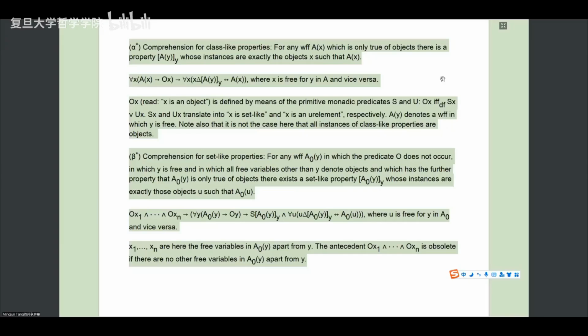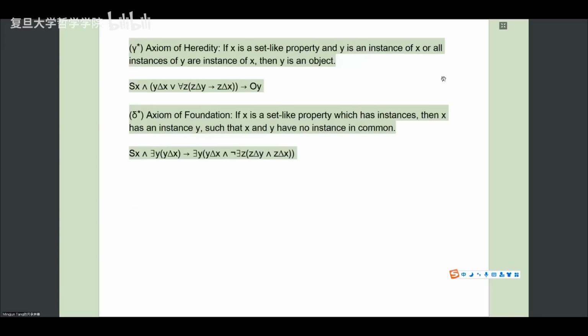Then we can take the next slide with only two more axioms. Gamma asterisk, the axiom of heredity. If x is a set-like property and y is an instance of x, or all instances of y are instances of x, then y is an object. This is the formalization. And if we translate this into set theory, it means something like this.